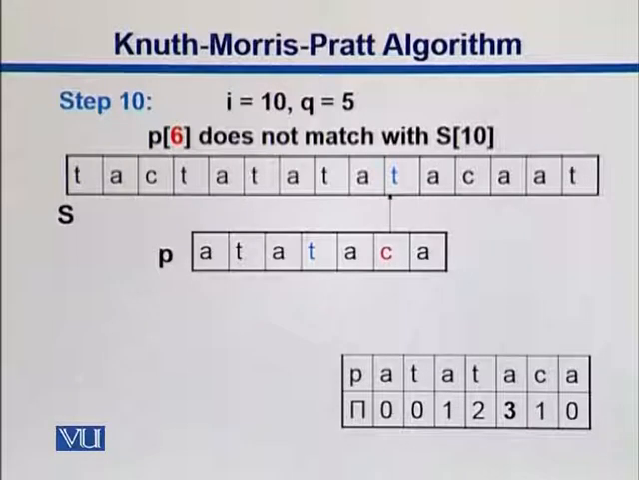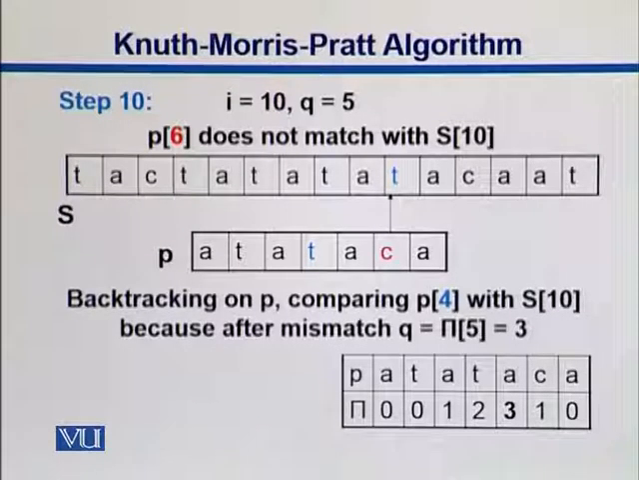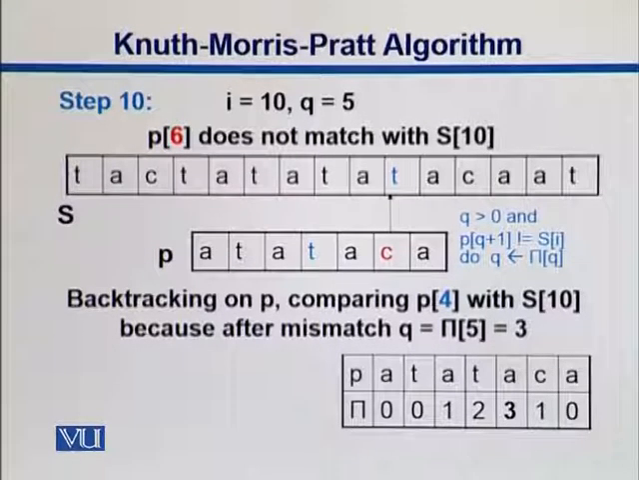So what to do then? We need to look down and look into this pi value. So we need to do backtracking. So backtracking on P, comparing P4 with S10. Because after a mismatch, when we reset as per our algorithm, we reset using the pi value at that particular Q. So at that particular Q, which was 5, we have the value right over here. At that fifth location, we have pi value equal to 3.